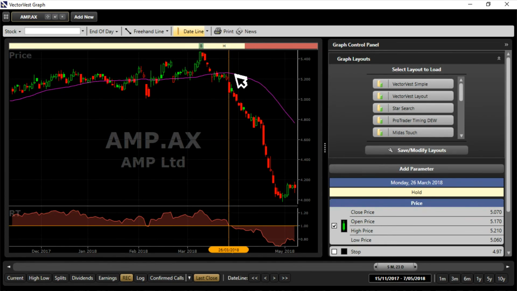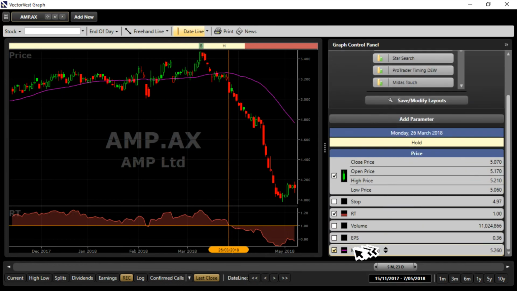Price goes through the 40-day moving average. You see on this VectorVest layout we put in a 40-day moving average. It's a simple moving average, so each day has the same weighting. Price goes through the 40-day moving average. That's step 2. Step 3.